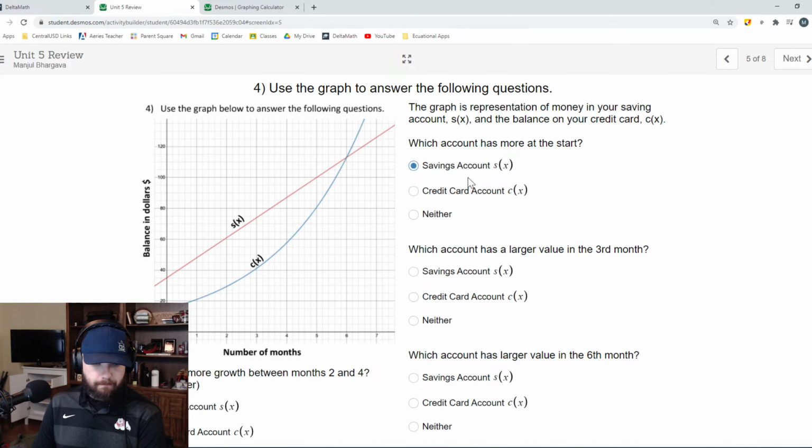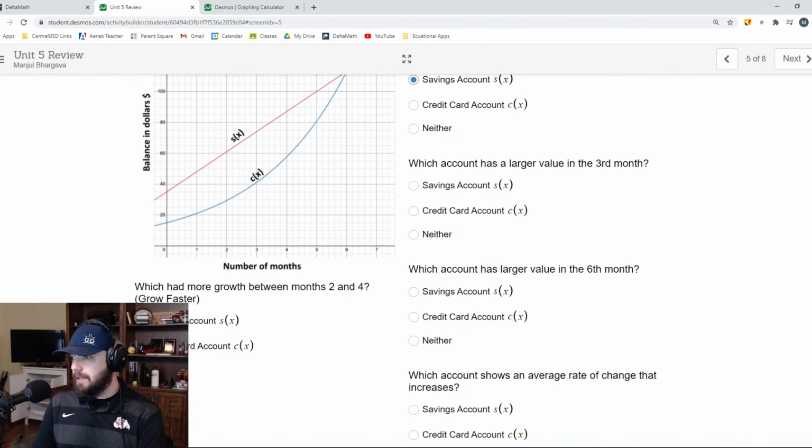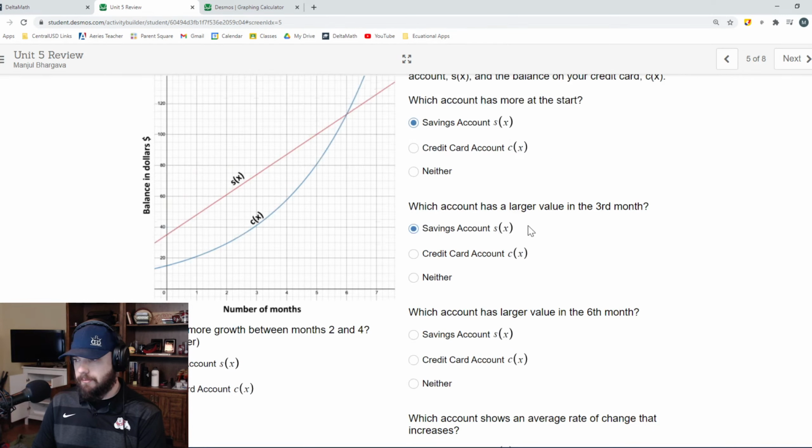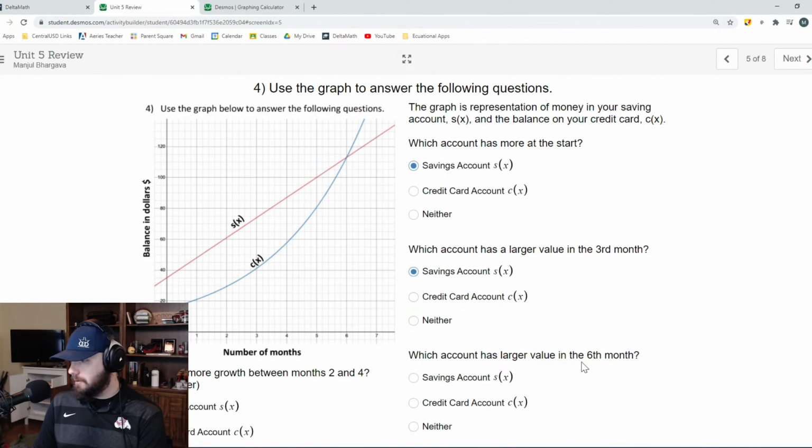Which account has a larger value in the 3rd month? Remember that the X values are our months. After 3 months, which is right here, again my savings account has more money. Then we look at the 6th month, right here. It's going to be neither. See how they're crossing right there? So neither has a larger amount.